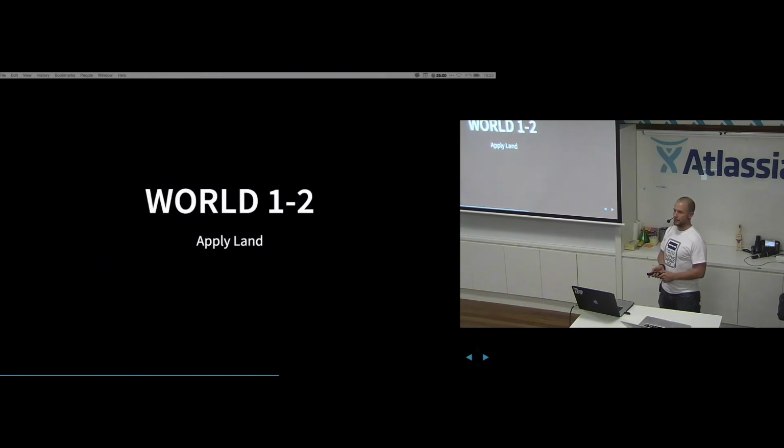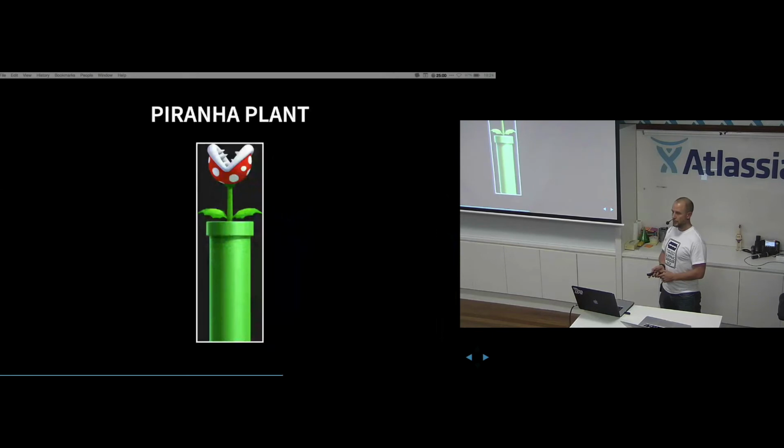So, apply. The next trait I want to talk about is apply. In this case, we need to kill a piranha plant. In our little Mario arsenal at the moment, we've got something which knows how to take a function of A to B and turn that into a function which takes an option, takes a value in a context, and returns back a value in a context.